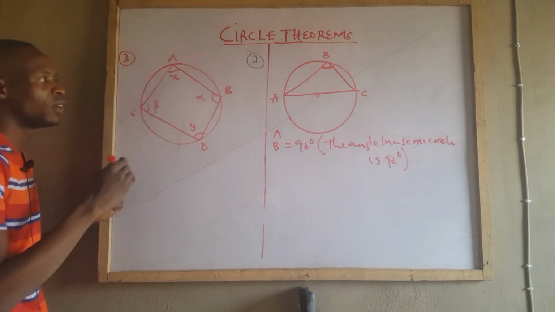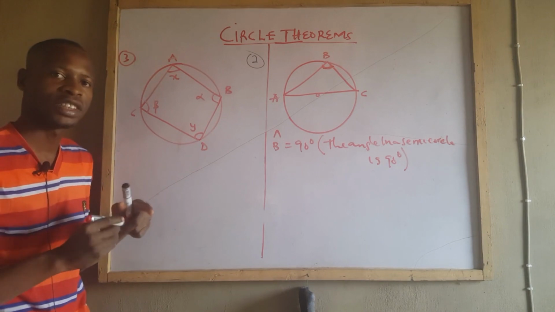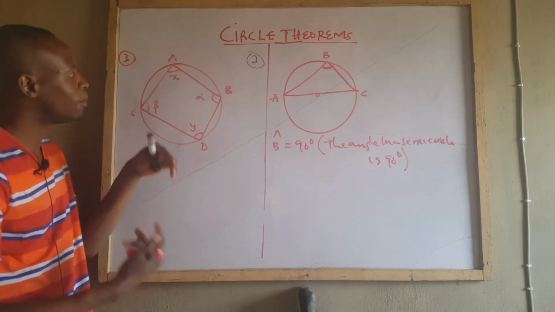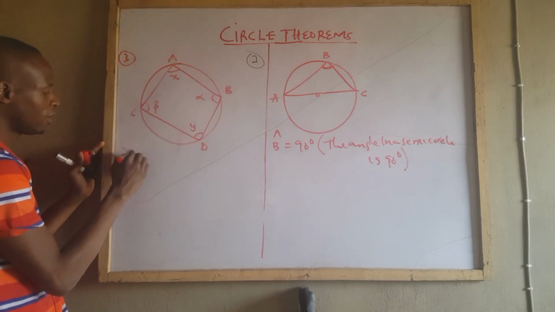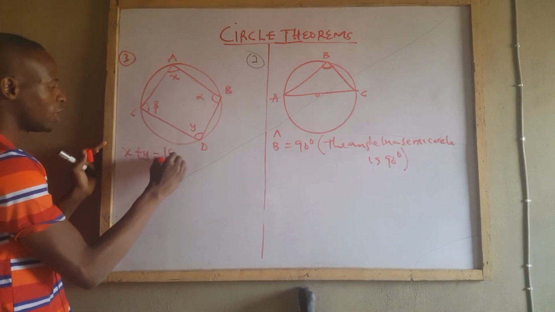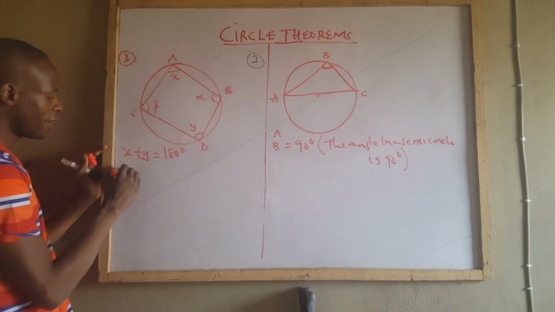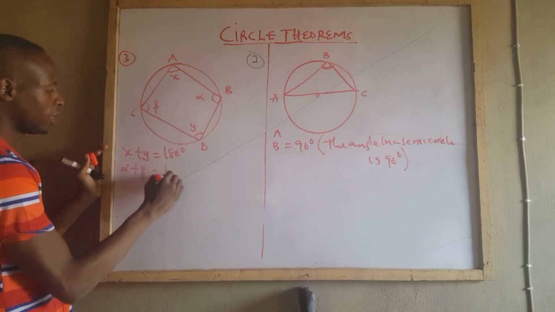So the theorem simply states that the opposite angles of a cyclic quadrilateral are supplementary. That means they add up to what? 180 degrees. That is, X plus Y, opposite to each other, is equal to 180 degrees. Alpha plus beta equals 180 degrees.